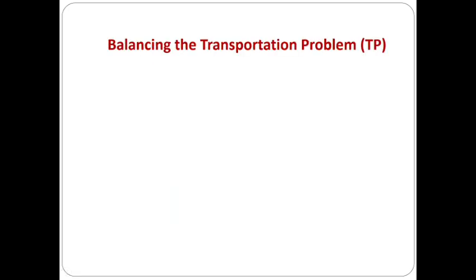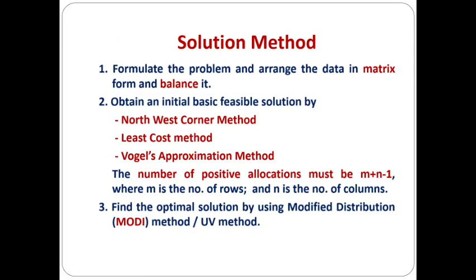So it is actually a two-step procedure. First, we have to find the initial basic feasible solution by using one of the three methods. Then that positive allocation should be used for finding the optimum solution by using the MODI method.